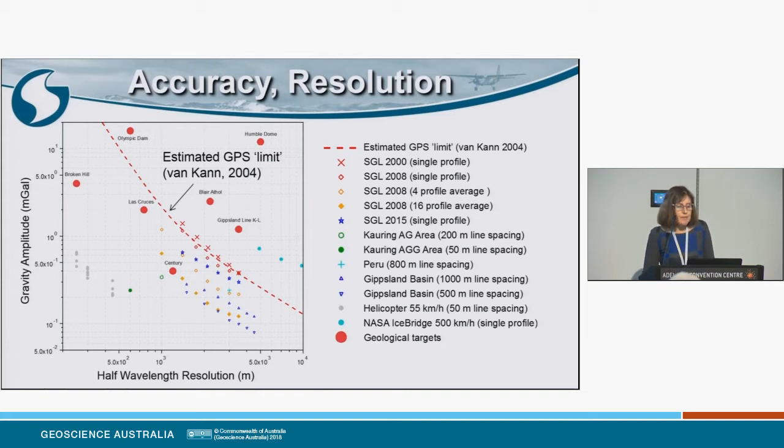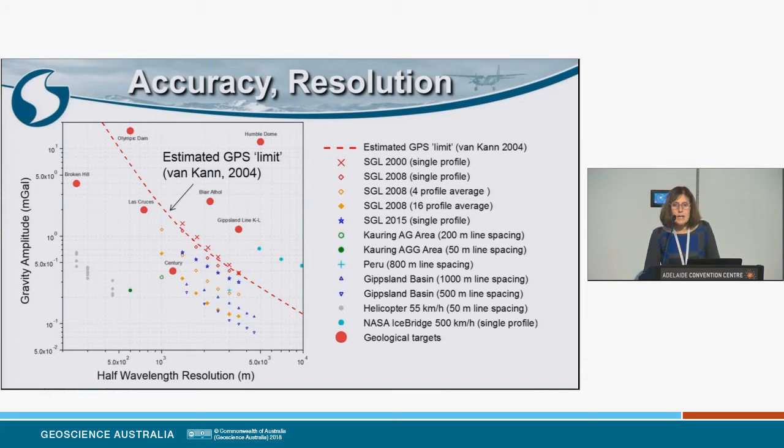The red dashed line is something that was presented in a paper by Van Kahn in 2004. It was called the GPS limit, which was a theoretical limit for accuracy of airborne gravity. And the theory was that for airborne gravity you could only expect to acquire data that is to the up and to the right of that line on the chart.